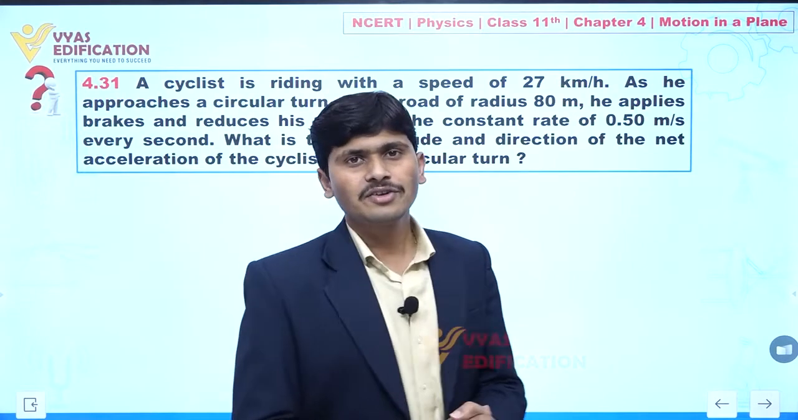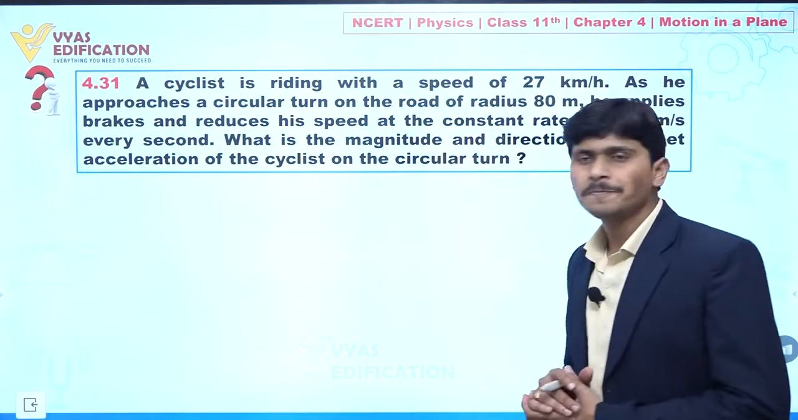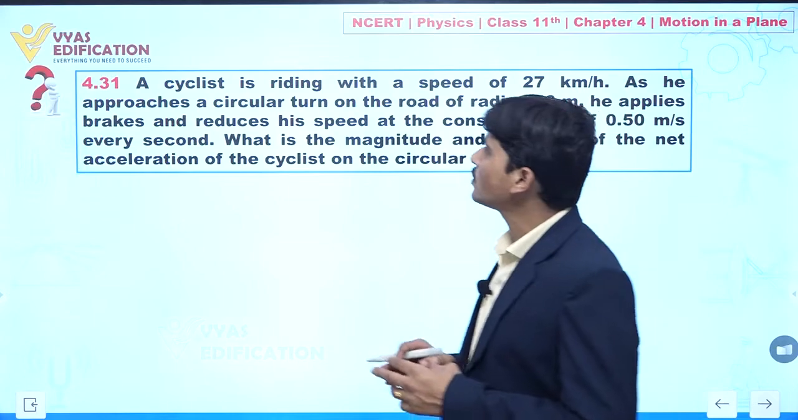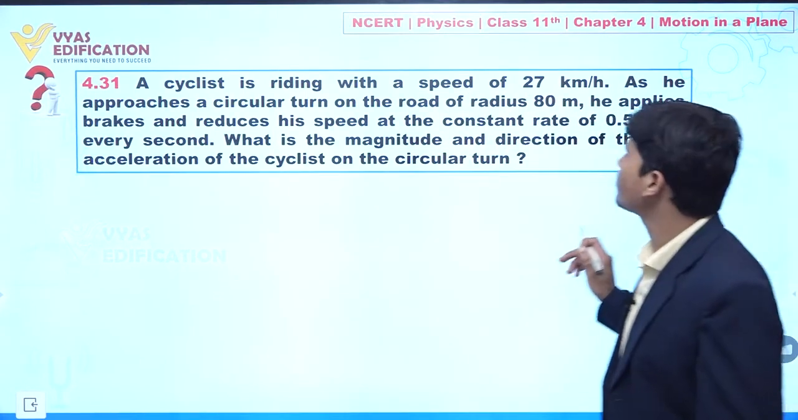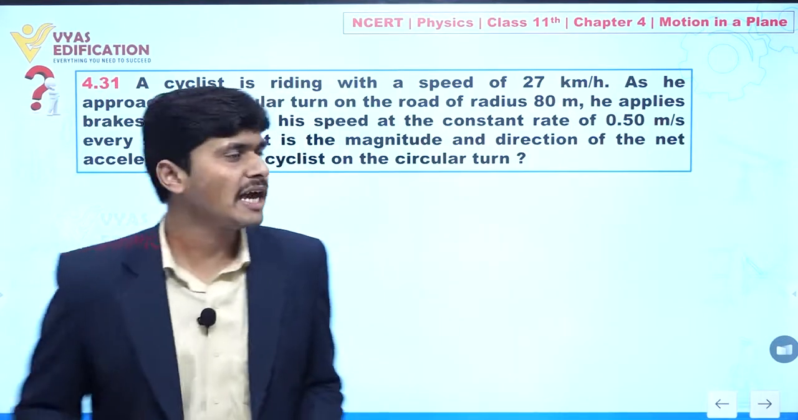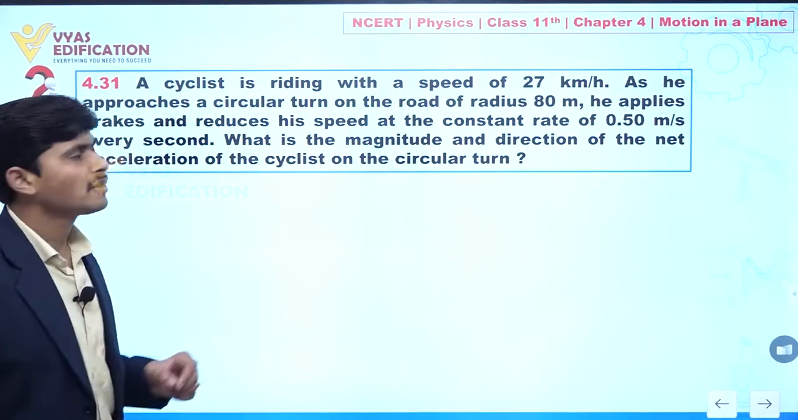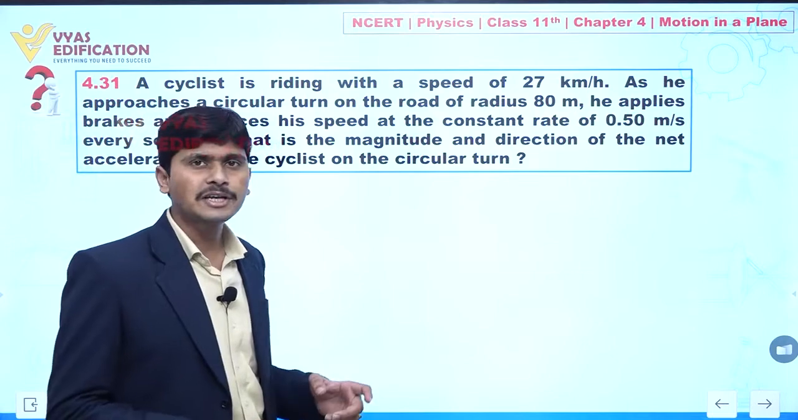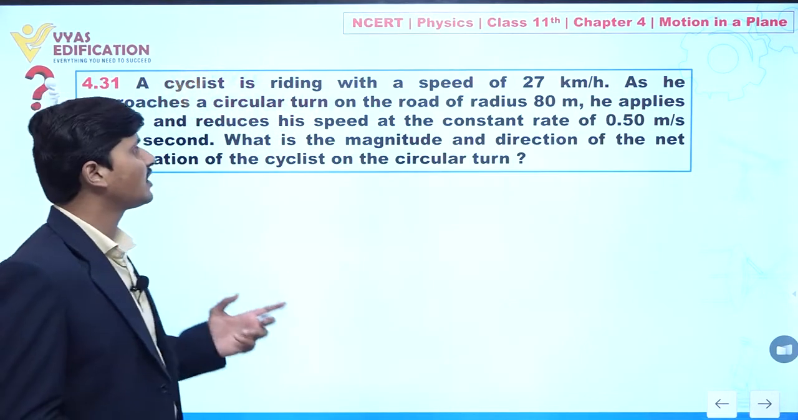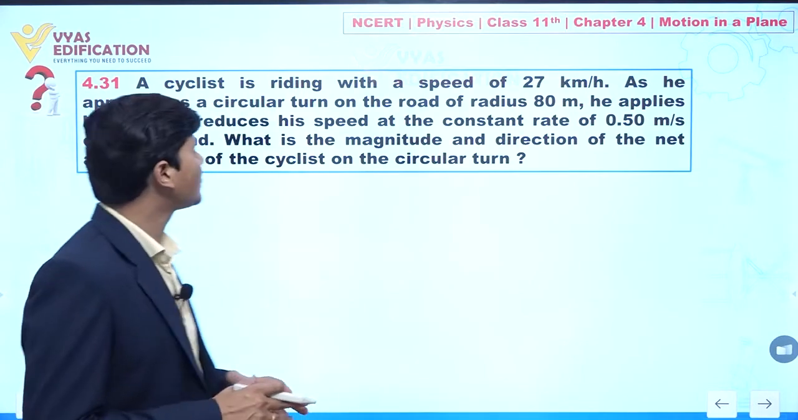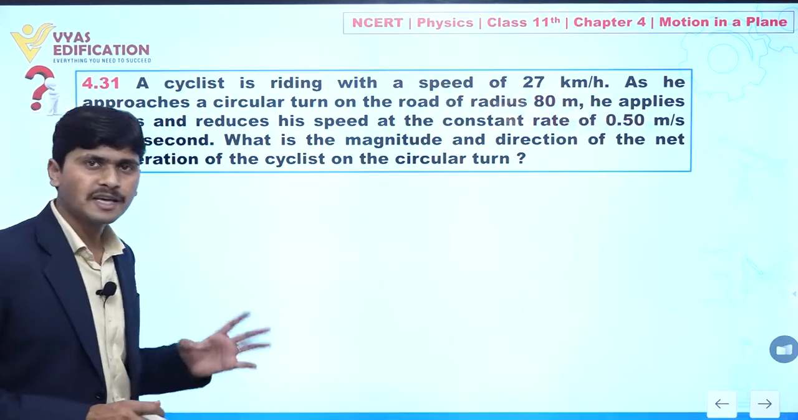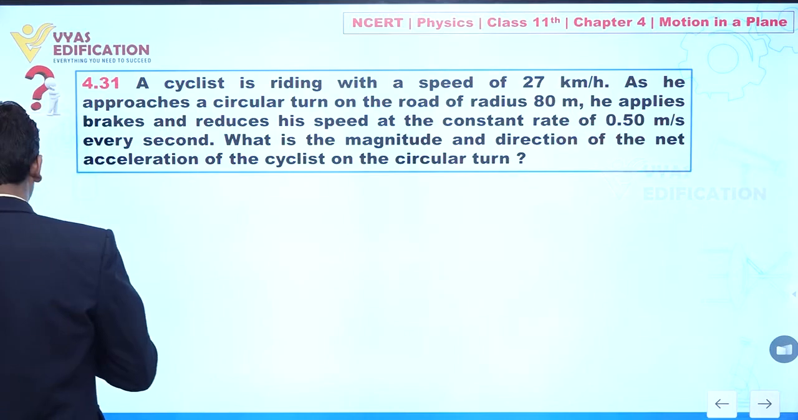Now dear student, we are going to discuss question number 4.31, and in this question it is given to you a cyclist is riding with a speed of 27 km per hour, and as he approaches a circular turn of road of radius 80 meter, he applies brakes and reduces his speed at a constant rate of 0.50 meter per second every second. Clear?